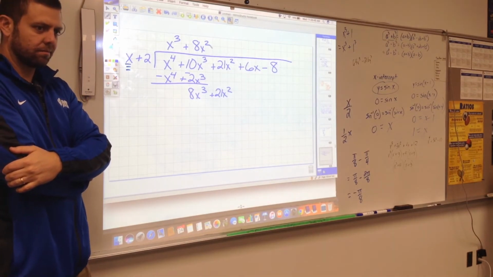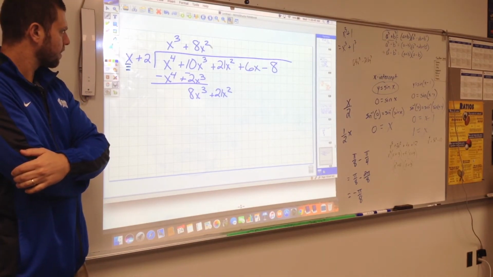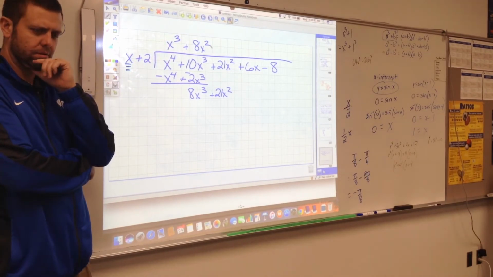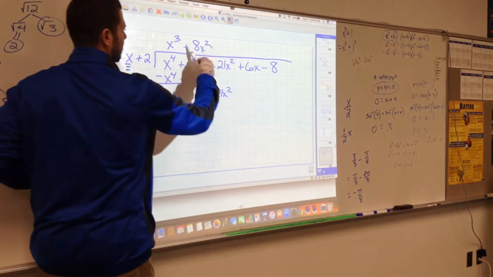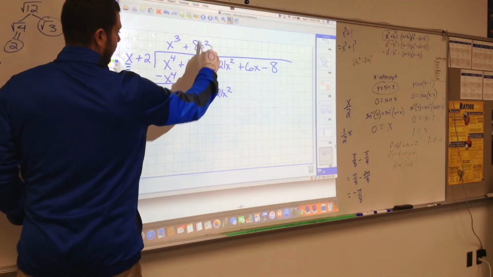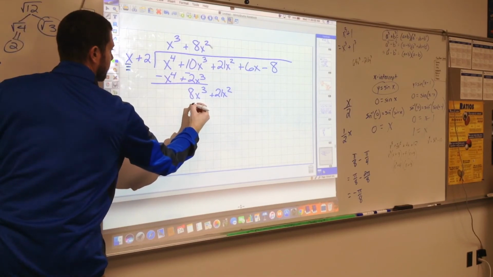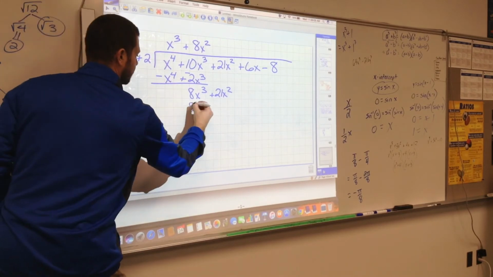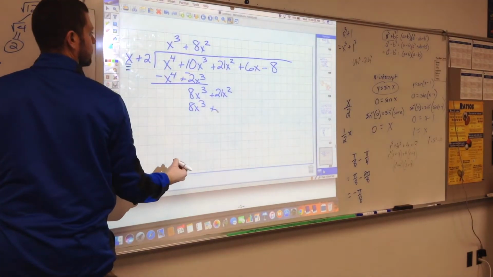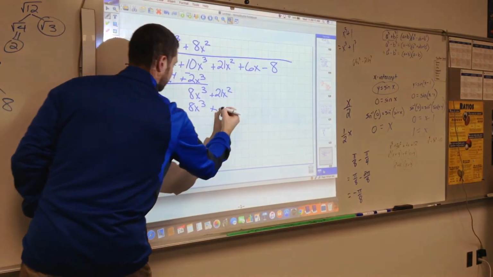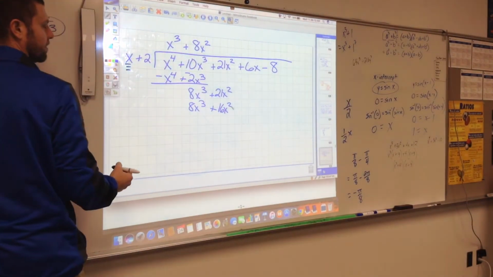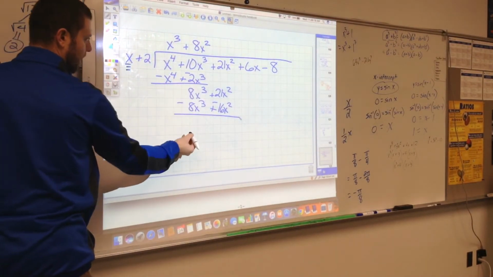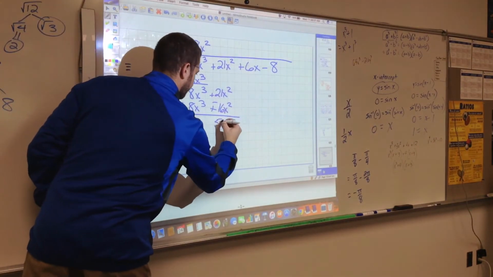With the other one, you couldn't get the exact answer. So I'm going to take this times what's in front. What do you get? Come on, guys, I'm asking you to multiply these together. 8x cubed plus 16x squared. This is not difficult. This is like distributing. And then I subtract this. That's gone. That would be 5x squared.